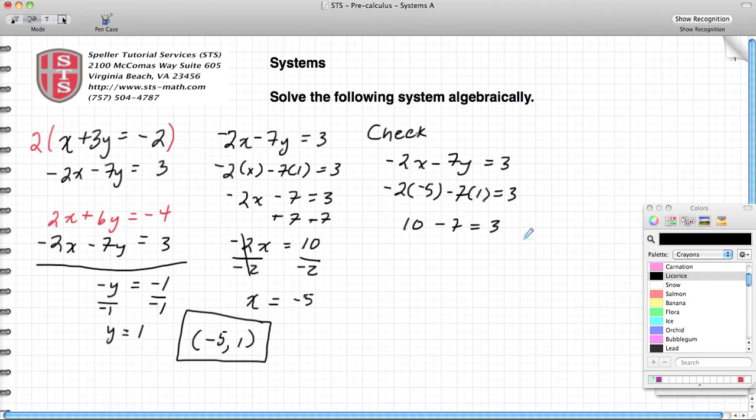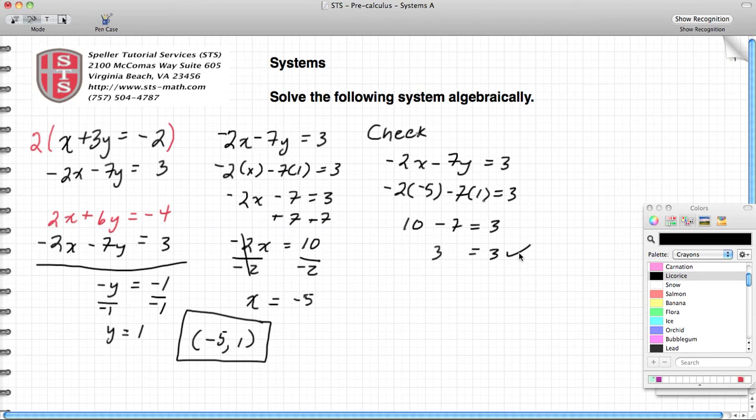And I rewrite the right-hand side. Now I'm going to go ahead and evaluate the left-hand side. 10 minus 7 gives me 3. And I see that 3 does in fact equal 3. So I'm confident that I did do this problem correctly.